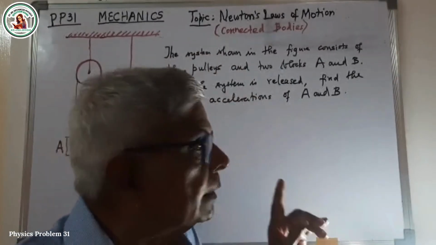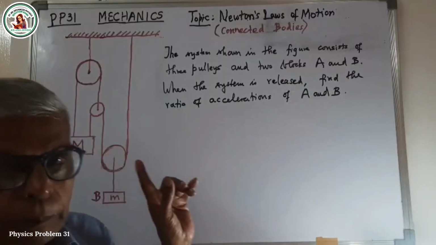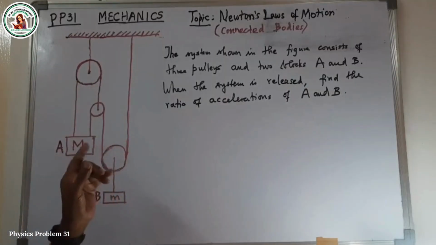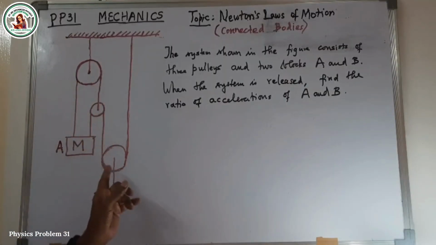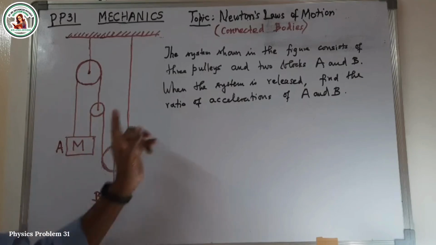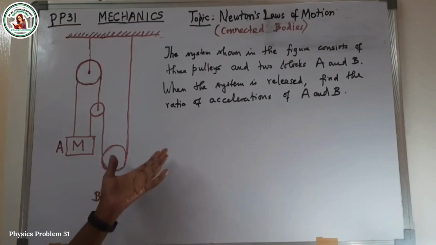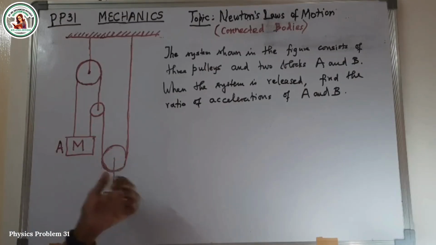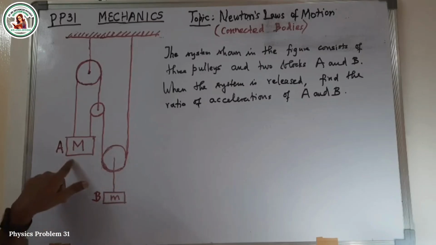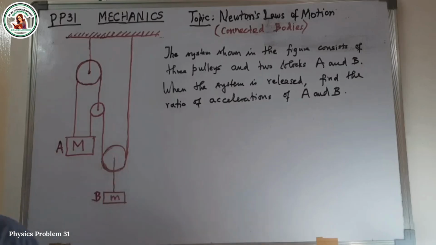Today, the problem which I am going to discuss is already on the board. You can see 3 pulleys and 2 blocks. When we release the system, what will be the ratio of the 2 accelerations? So for block A and block B, we want to find the acceleration ratio.